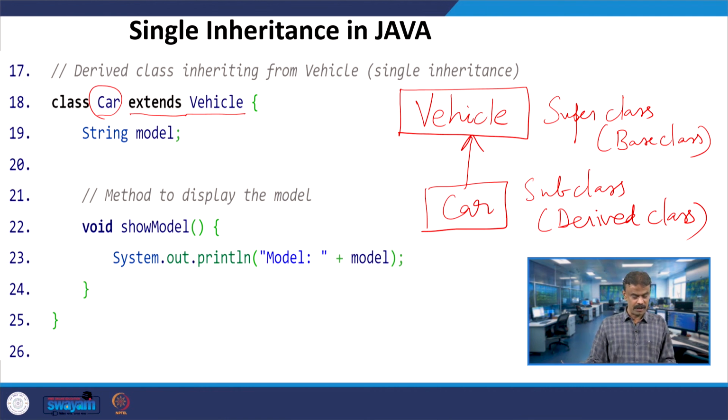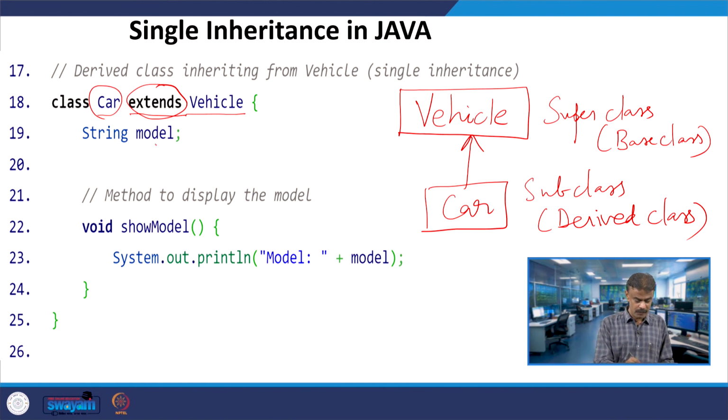In the case of C++ you put class car and then public vehicle, something like that. The syntax is slightly different. Here we use the keyword extends. So the class car extends vehicle, which means the car can use the data members and methods, assuming they are publicly available.